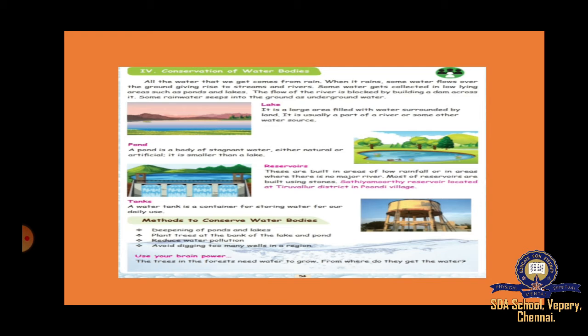And some water, what will happen? It will flow and go to the low lying areas. Low lying areas means down areas, and it will form ponds and lakes. Some areas, what will happen? It will form streams and rivers.